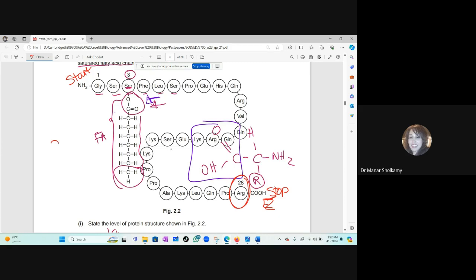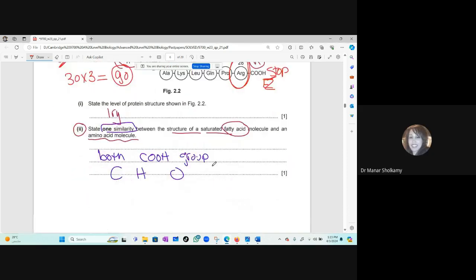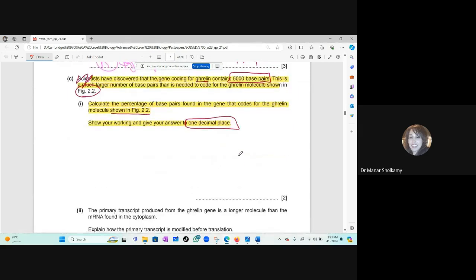So if we have 28 amino acids and we add 2, how many do we have? We have 28 amino acids plus 2 amino acids. We will have 30 amino acids. Every amino acid is coded for by how many bases? 3. So 30 multiplied by 3. What is the total number of bases? 90. Okay, if I want to know the percentage, 90 of 5,000, what do we do?